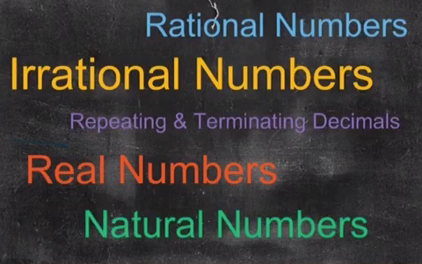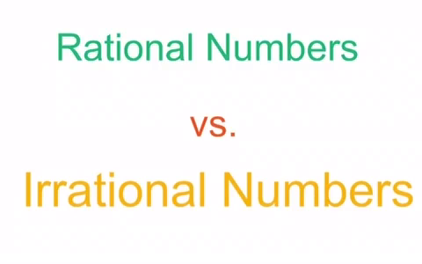Let's talk about rational numbers, irrational numbers, repeating and terminating decimals, real numbers, and natural numbers. And some of these you might be familiar with, or if not, they'll probably come to you pretty quick as we go through the video. And the first thing we'll look at is rational numbers versus irrational numbers.